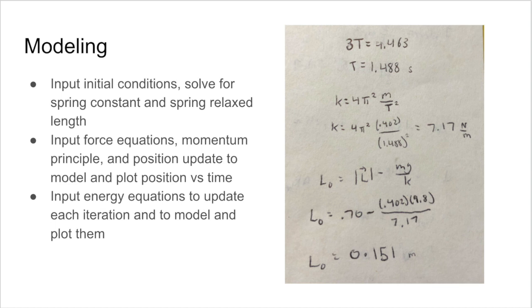To solve for the oscillation period, I took the average of the time of the first 3 oscillations based on the Y position data. To solve for K, I rearranged the oscillation period equation for K and plugged in my known values. I then found the relaxed length of the spring using the last equation.